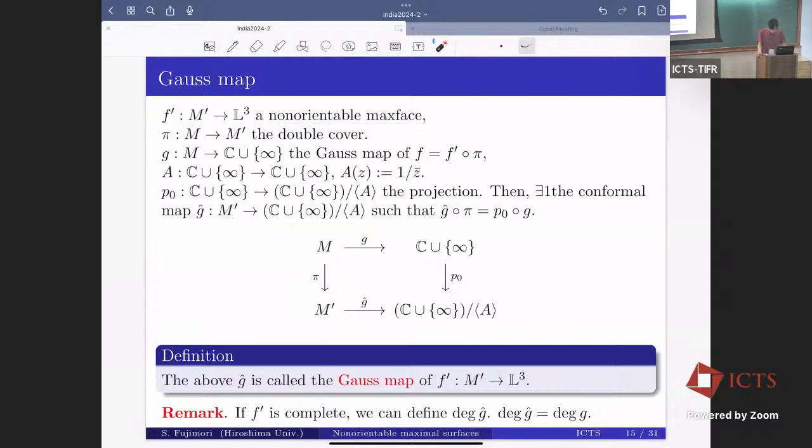And again, we can define the degree of this Gauss map, G hat, equal to the degree of G. So this is a Gauss map. So this is not RP2 anymore, but this funny thing.